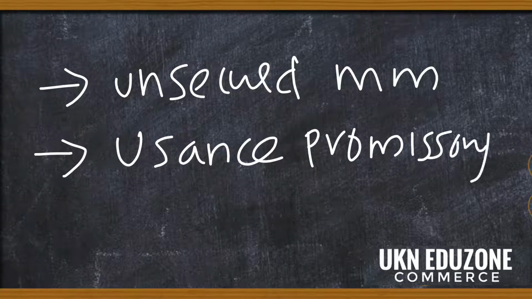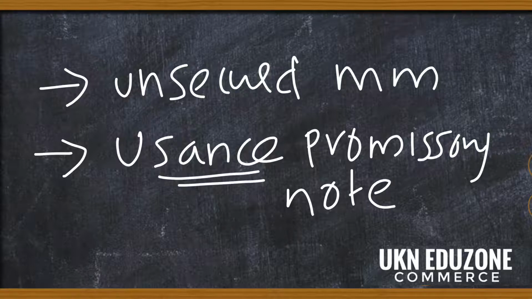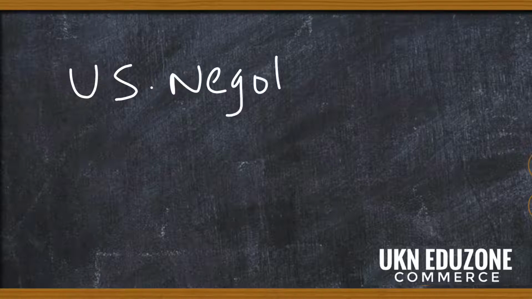Then what is meant by usance? It has a maturity time after the date of issue, and it is a promissory note because it involves a promissory note. In other words, a promissory note of usance nature. So the commercial paper is an unsecured and negotiable money market instrument.